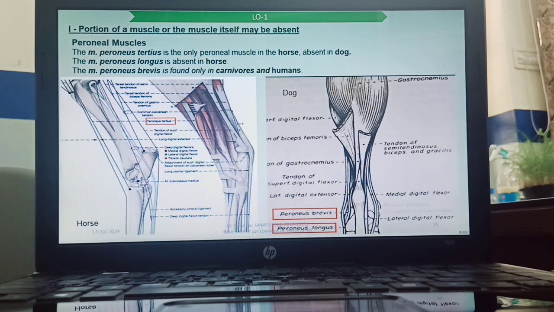So this is again kind of a repetition. Peroneus tertius is the only peroneal muscle in horse. It is absent in dog, but peroneus longus is absent in horse, and peroneus brevis is only found in carnivores and humans. Brevis means short.